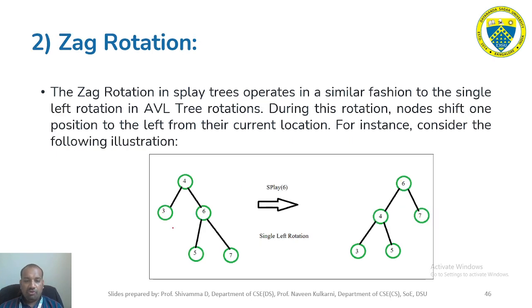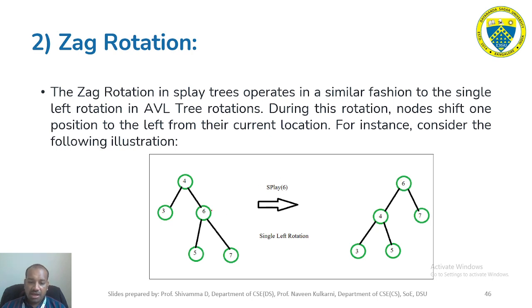Now we will take one more example. Now you listen to this. This is the constructed AVL tree. This is already balanced. Consider this is the balanced tree. If you see this, we will have the root node as 4. Okay, now I want to search for the node 6.